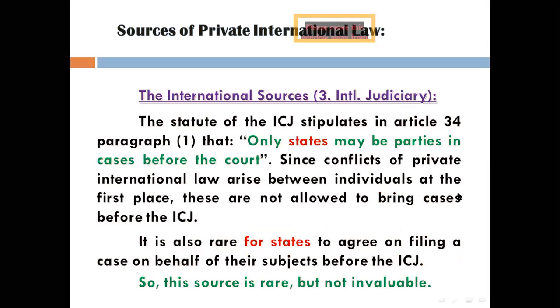Let me move to another source of private international law, which is the International Judiciary. Well, actually, the International Judiciary is considered one of the sources of private international law. The statute of the ICJ, the International Court of Justice, stipulates in Article 34, paragraph 1 that only states may be parties in cases before the court. So the statute of the ICJ stipulates that only states may be parties in cases before the court.